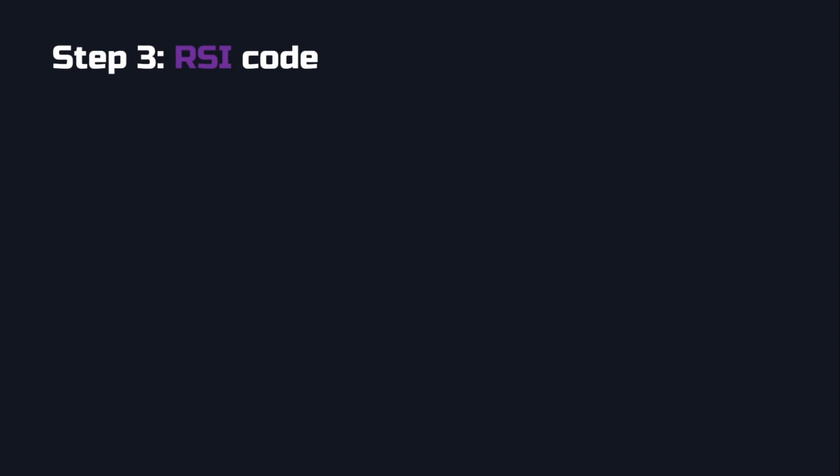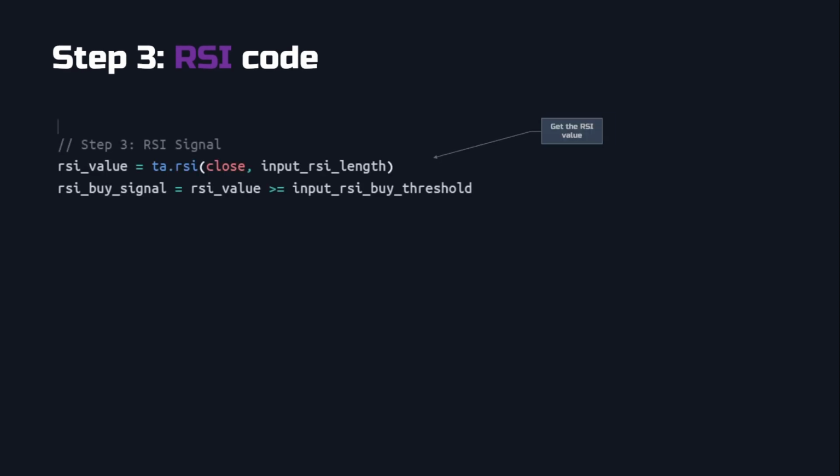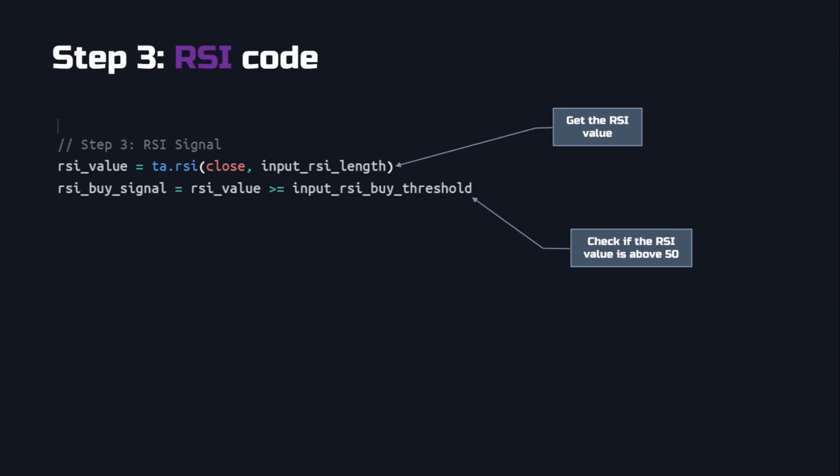First, we get the current RSI value for the given length. Once we have the RSI value, we then check whether the current value is above the input RSI threshold or not, which is set to 50 for this strategy. If it is above the threshold, the RSI buy signal is set to true.